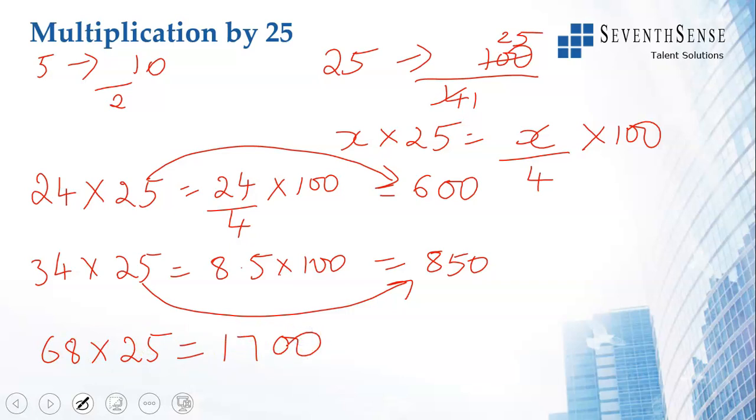You can check if these values are correct. So to get the answer of multiplying something by 25, you divide that number by 4 and add 2 zeros, or if there is a decimal, you move the decimal 2 places to the right. Here we have got a decimal here, 8.5.